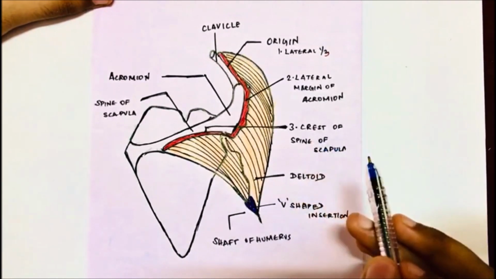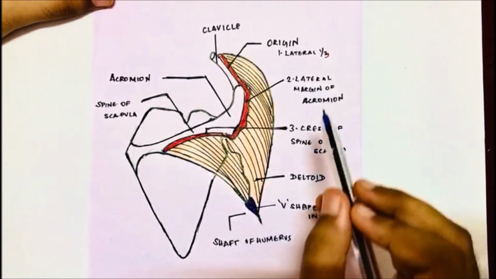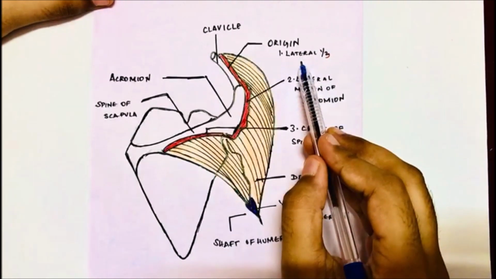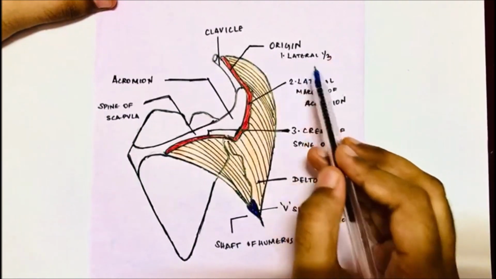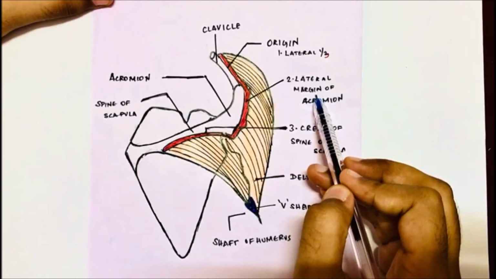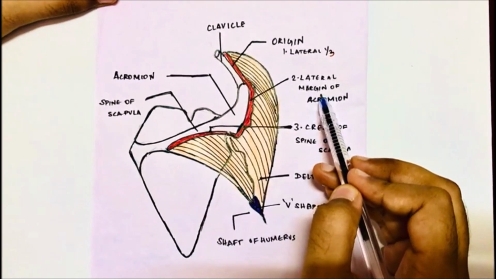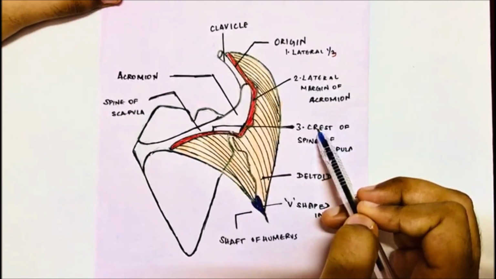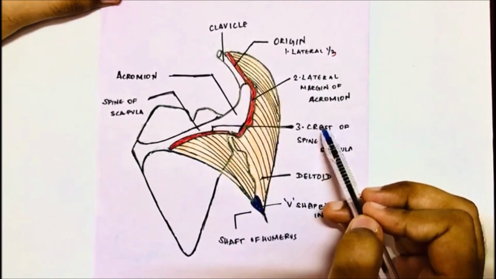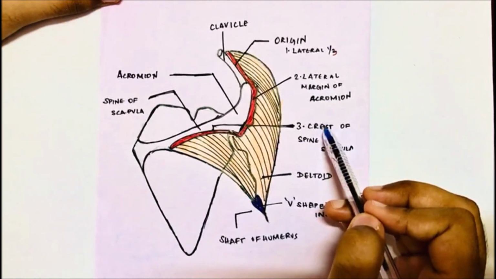The anterior unipinnate part arises from the upper surface and the anterior border of the lateral one-third of the clavicle. The middle multipinnate part arises from the lateral margin and the upper surface of the acromion. The posterior unipinnate part arises from the lower lip of the crest of the spine of the scapula.